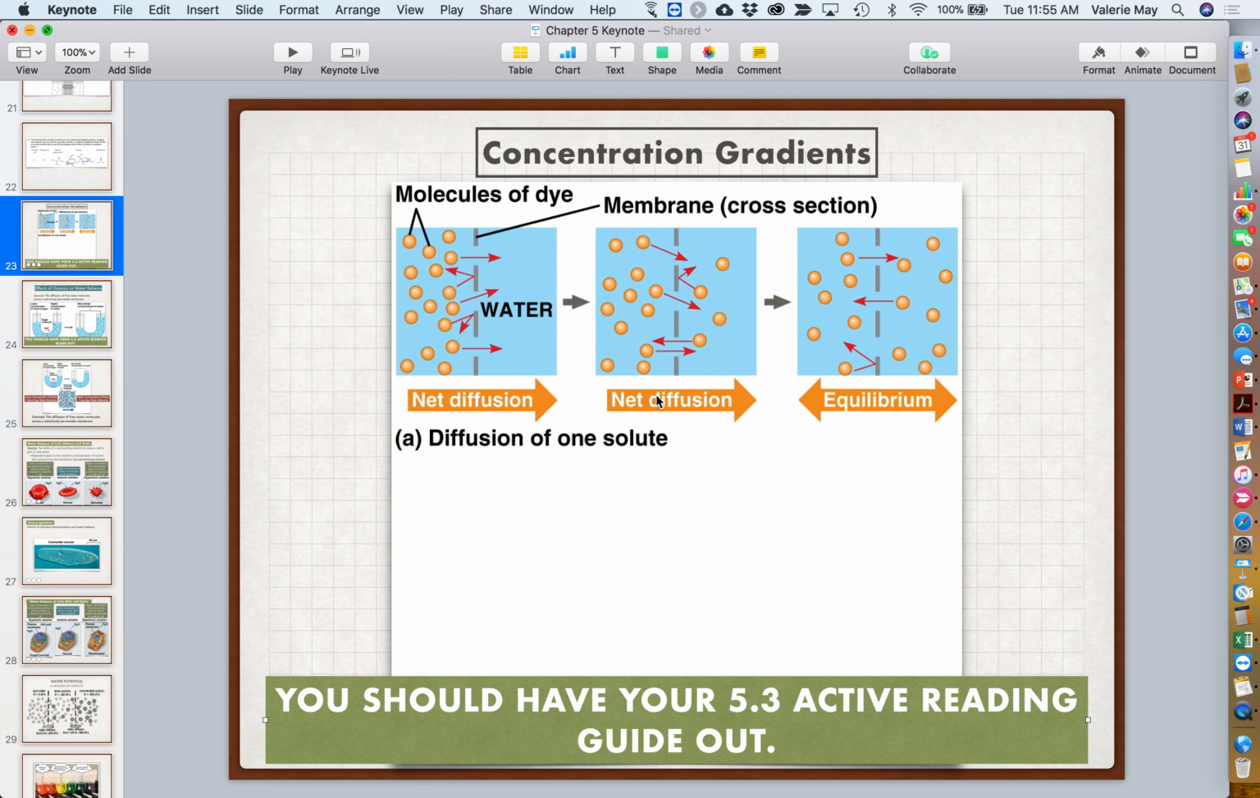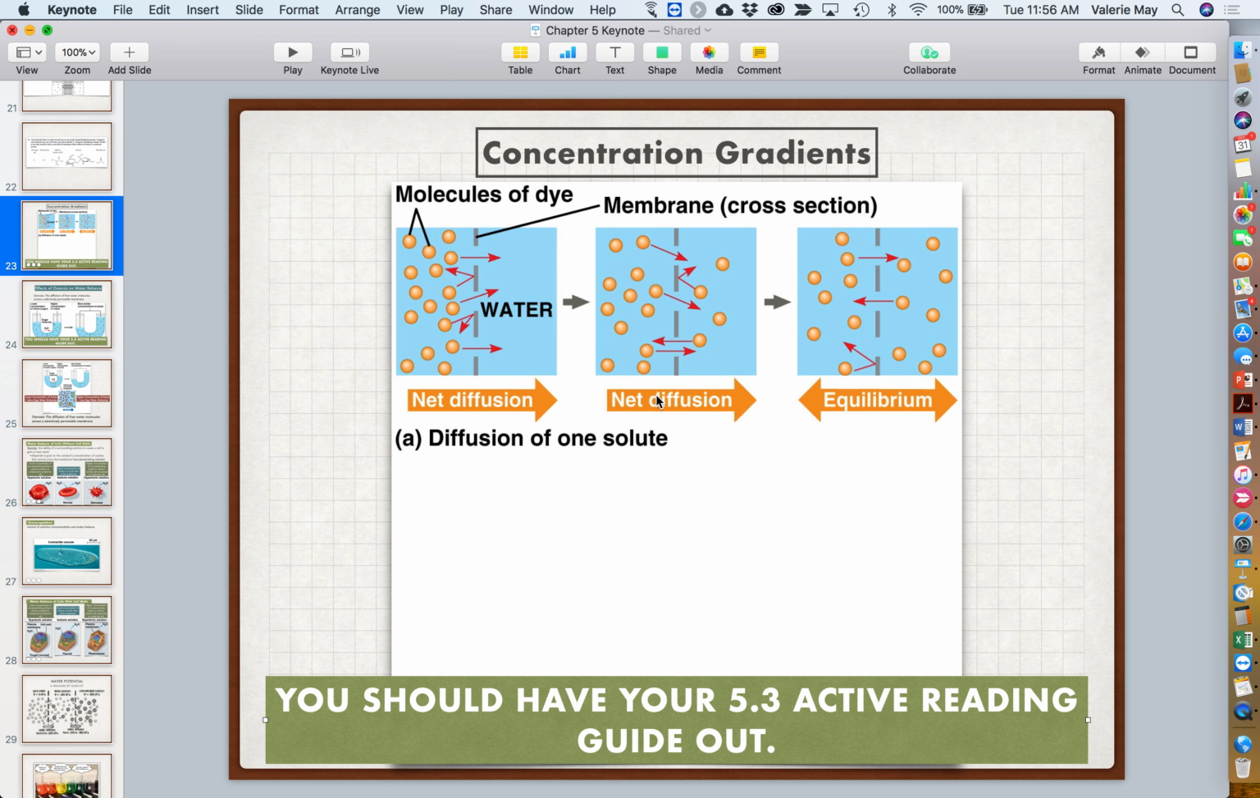So tomorrow we're going to be doing an osmosis lab, as long as I can get into school and make the solutions. And I just want to review again what concentration gradient means, because you need to understand that to understand osmosis. So you should have out your active reading guide for 5.3 and the section on osmosis, diffusion of water through a selectively permeable membrane.